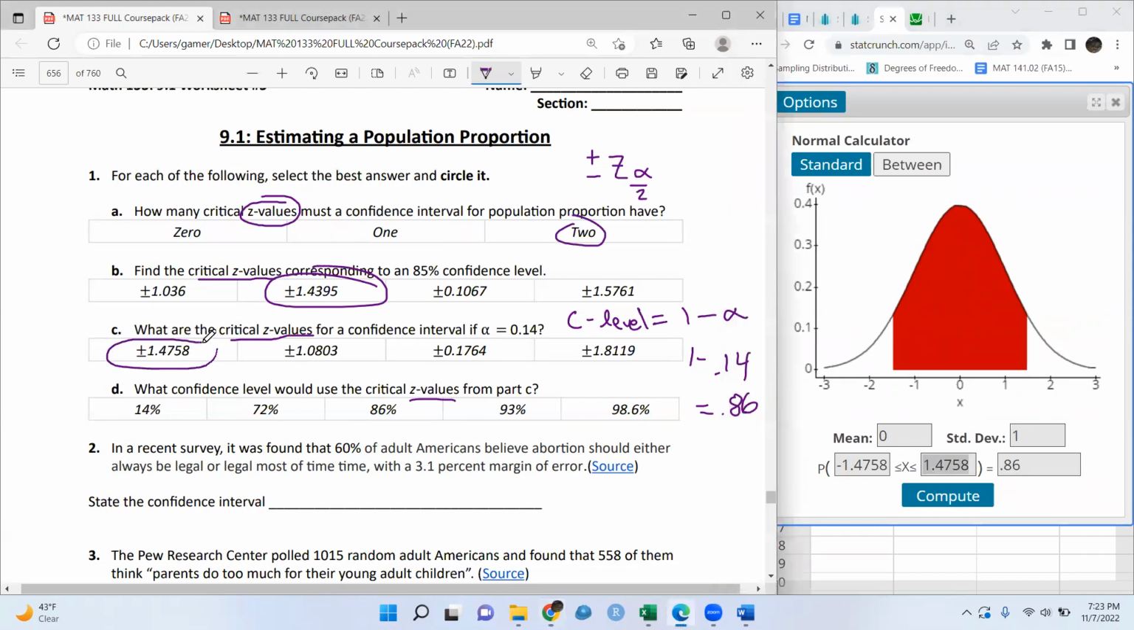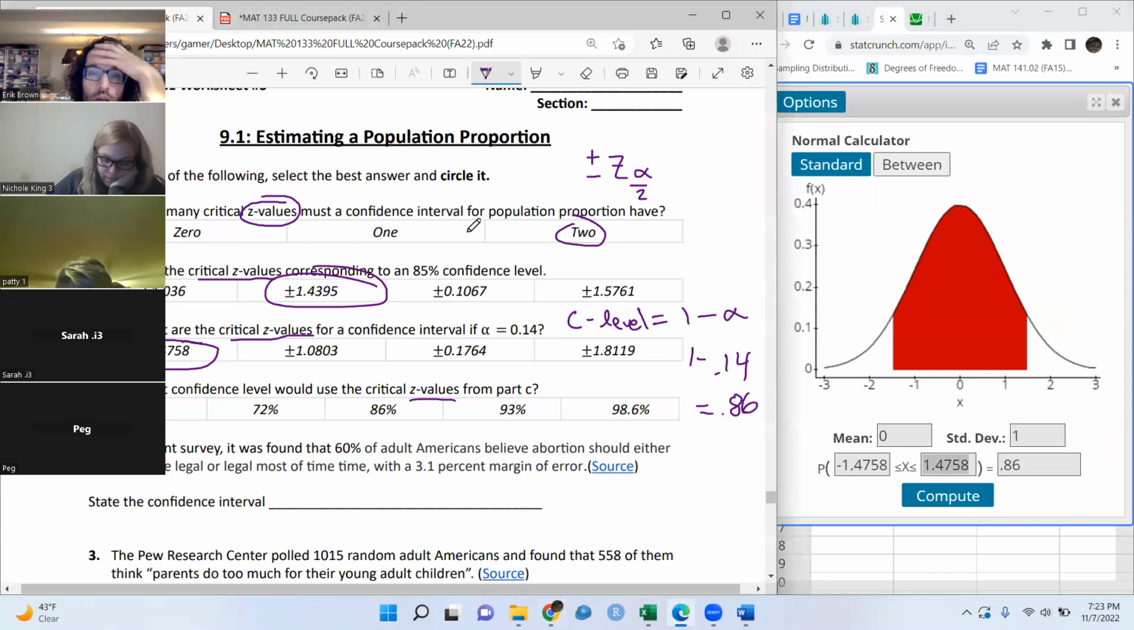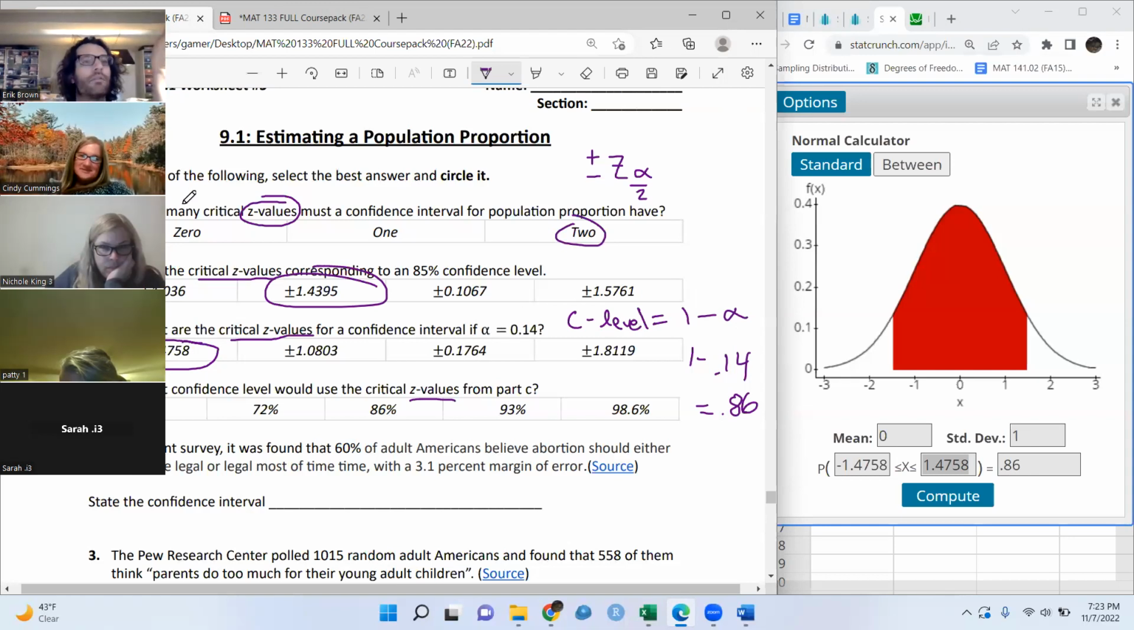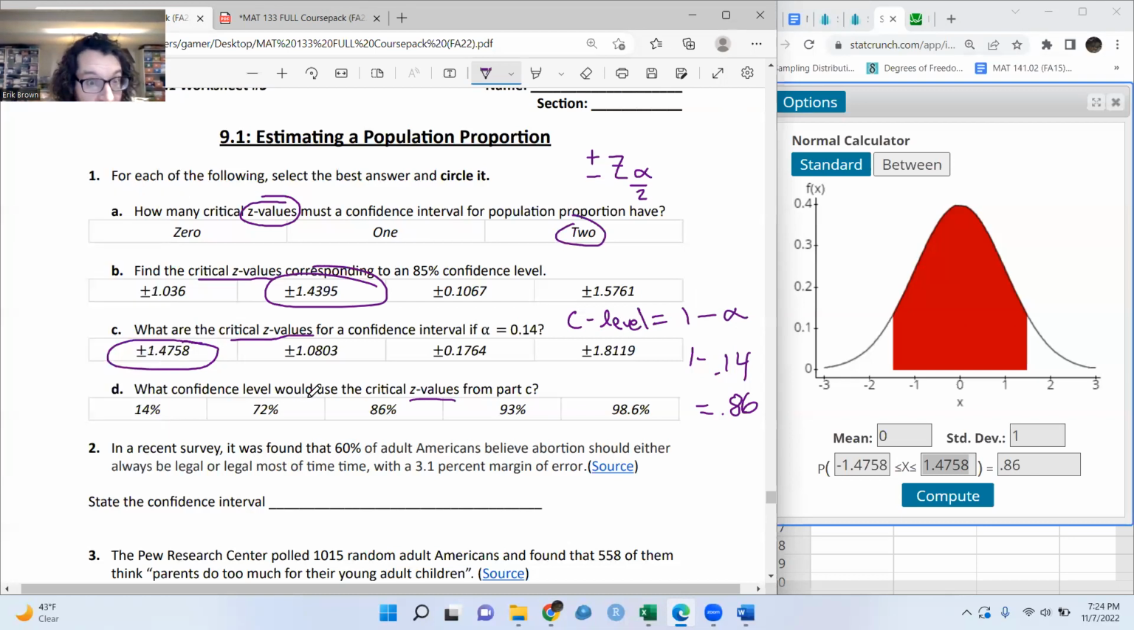Did you get 1 plus or minus 1.4758? Yes. So there's a connection between C level and alpha. They are opposites of it. It's the same thing as P hat and Q hat. Same connection. One minus the one gets the other. What is it? Complements. Yes, they're complements. Which, by the way, answers D. What's the confidence level for these critical Z values we just calculated? Joke's on us. We had to have 86 in order to calculate it.